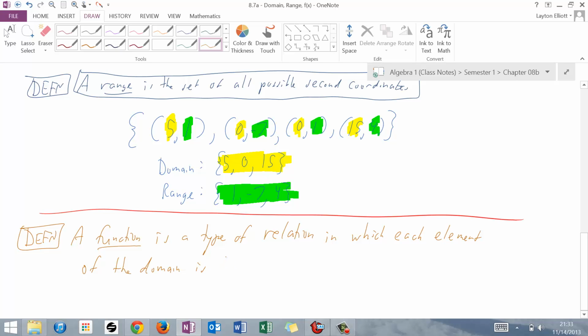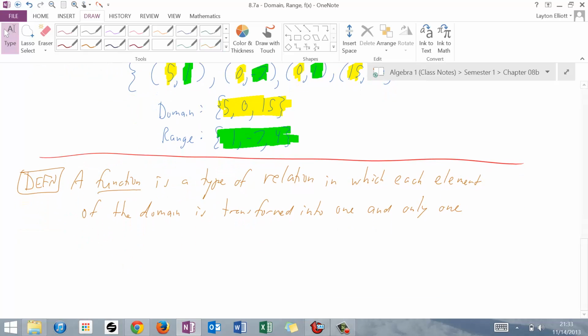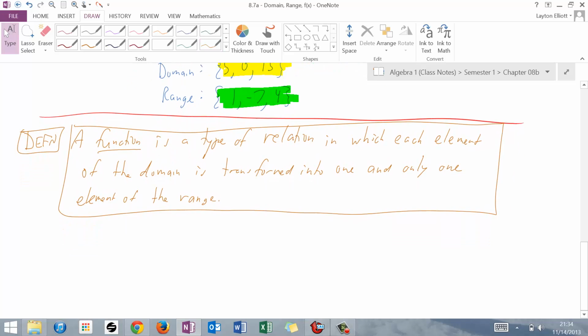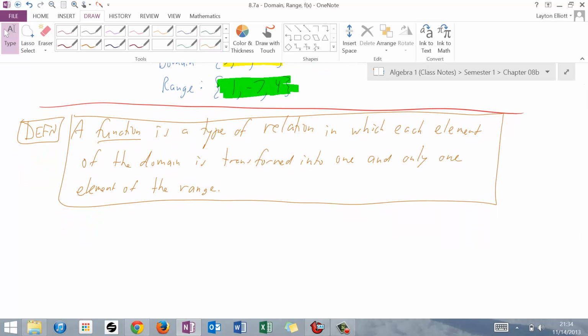is, we'll use the words, transformed into one and only one element of the range. A rather lengthy definition, and one you're going to have to practice. I would start ASAP, because I'm probably going to ask this on a pop quiz either tomorrow or the next day. I'm known to do that. So a function is a type of relation in which each element of the domain is transformed into one and only one element of the range.